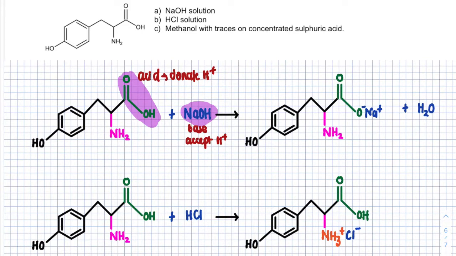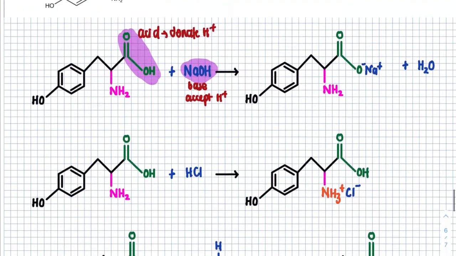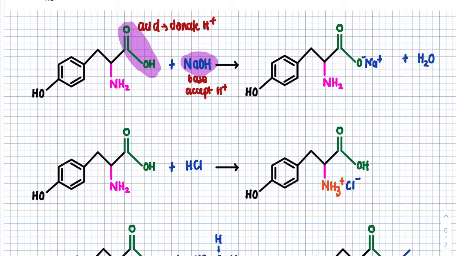Next is when we react our tyrosine with HCl solution. Again, in this case HCl is our acid, and acid wants to react with base. This COOH is a carboxylic acid, so it doesn't react. The acid wants to react with a base, and the base is our NH2. If you still remember, in amines we learned about basicity. So NH2 is a base, and we will react this NH2 with HCl.